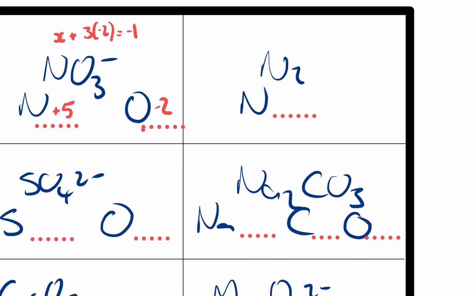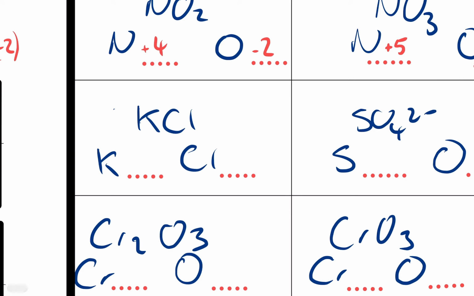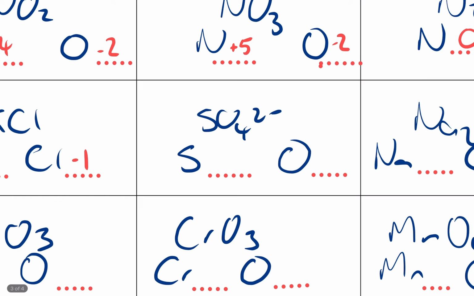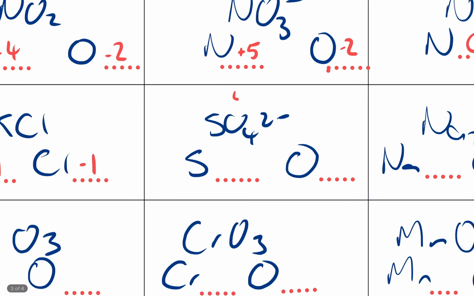This one, nitrogen element by itself, so it's 0. KCl. Cl's in group 7, so it's minus 1. Potassium group 1, plus 1. Makes sense. Next, common ion, sulfates. We've got 4 lots of the 2 minus from oxygen. Whole thing is going to equal minus 2 because of our charge on the outside. Get to 6 plus.